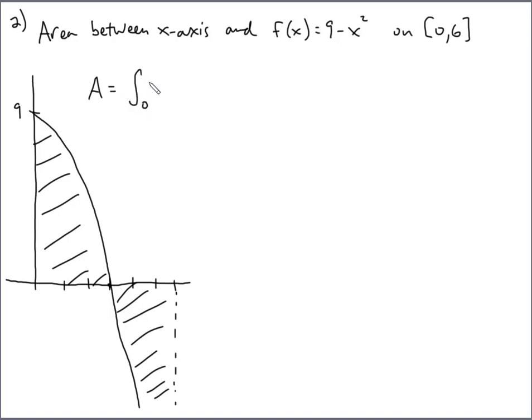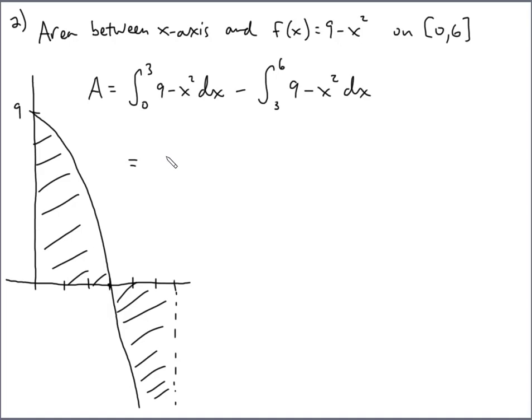The integral from 0 to 3 is the first one, 9 minus x squared. And then for the second one, we have to subtract that off because, again, it is going to be negative, so the two negatives there will cancel. We'll get a positive there. So the integral from 3 to 6, same function. So the antiderivatives will be the same.